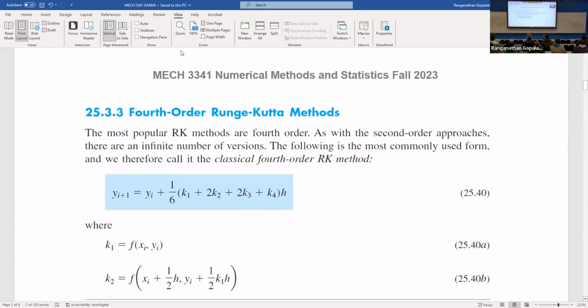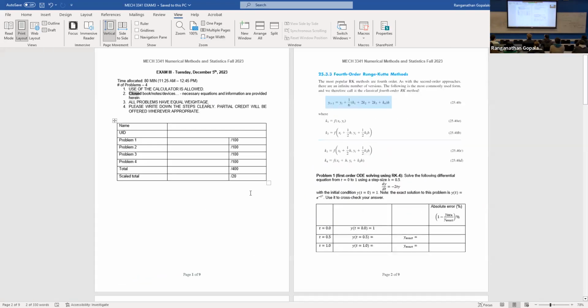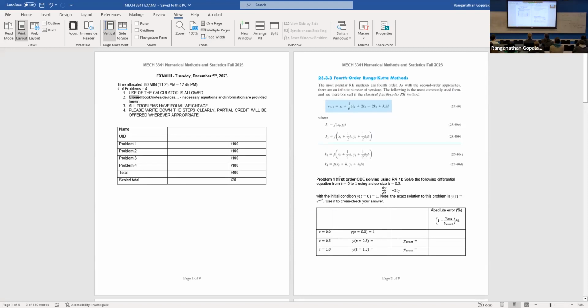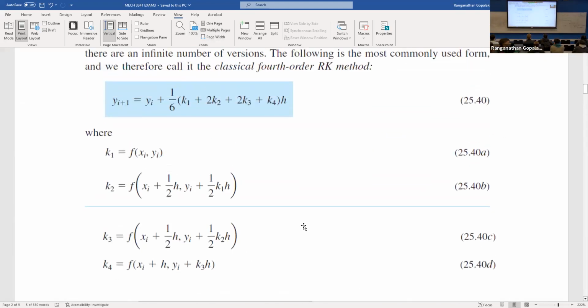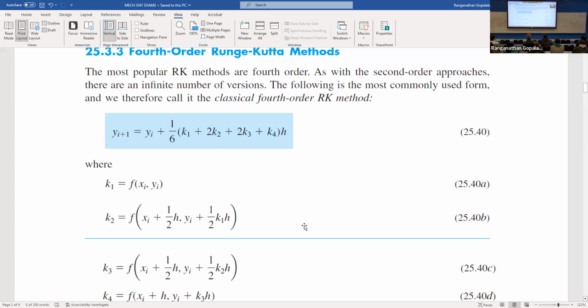So if you see here, the first problem is going to be solving a first order ODE using RK4 method. And I've provided the RK4 method right here. So all you need to know is how to calculate these functions, how to do this methodically without making mistakes and getting the answer. So the formula you need is provided right here.